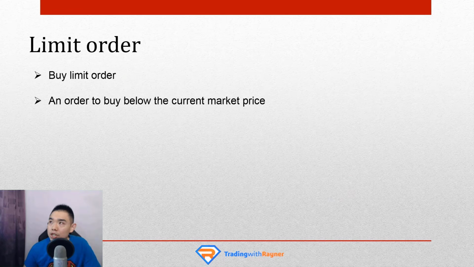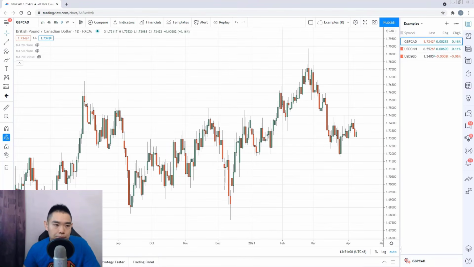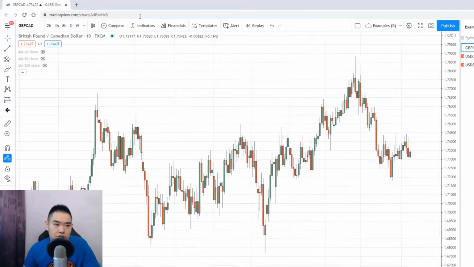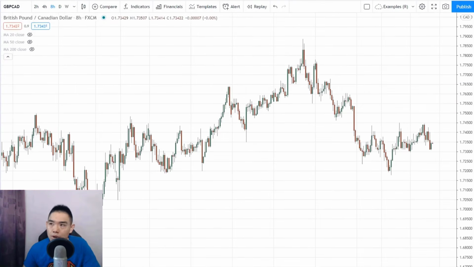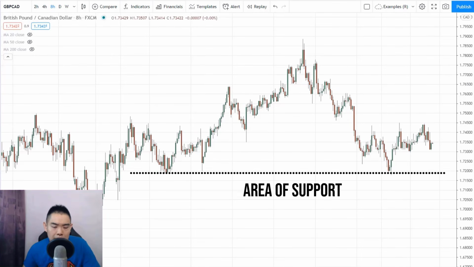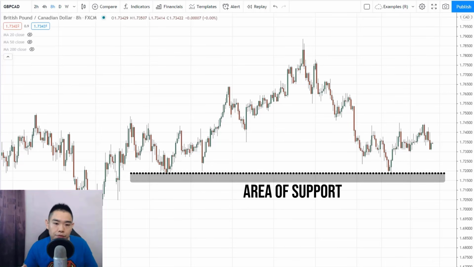So let me give you a chart example so you can see what I mean. So this is, for example, Pound Canadian. Let's say you're looking at this chart maybe on the 8-hour time frame. Okay, and you zoom out a little bit and you realize, oh, this seems like a good place to buy. This is an area of support. Don't worry if you're not familiar with this technical term. I'll explain more in a later section.